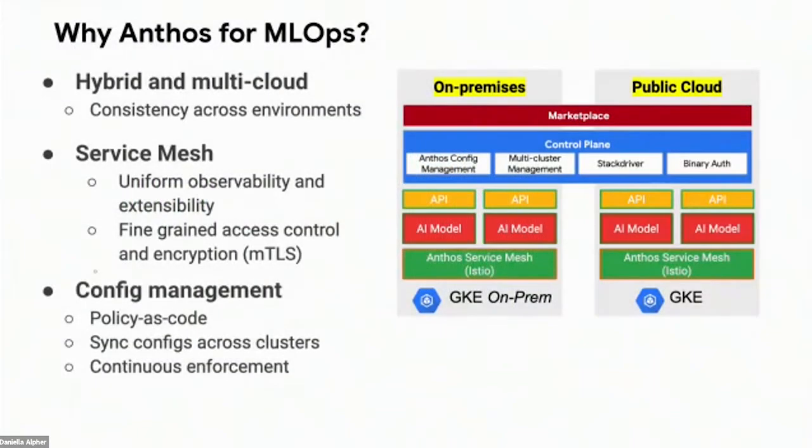The next layer on top of that is Anthos Service Mesh, which is Google's implementation of open source Istio. It provides uniform observability and extensibility, and also fine-grained access control and encryption between microservices. The third layer on top of that is a control plane. This control plane allows you to have a single pane of glass across all your clusters, no matter where they are running, whether they are on-prem, one public cloud, or another public cloud. You can see and visualize and control all of them from the single place.